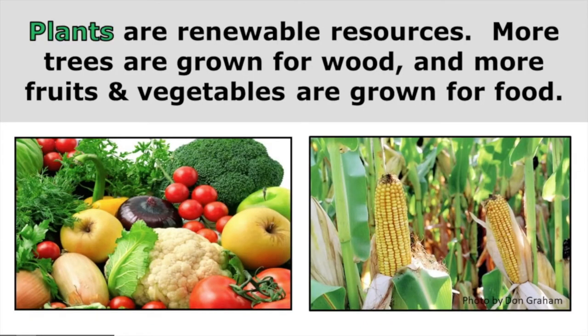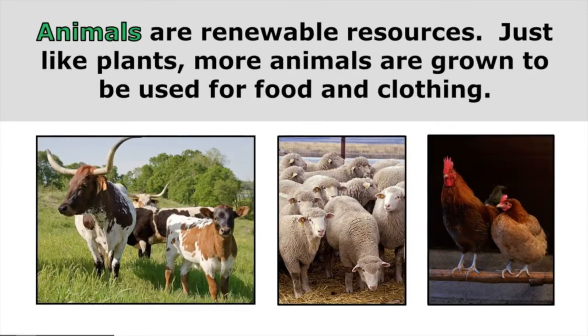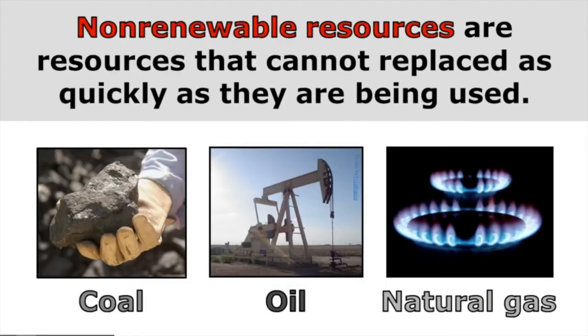Plants are renewable resources. More trees are grown for wood, and more fruits and vegetables are grown for food. Animals are renewable resources too. Just like plants, more animals are grown to be used for food and clothing. Non-renewable resources are resources that cannot be replaced as quickly as they're being used.